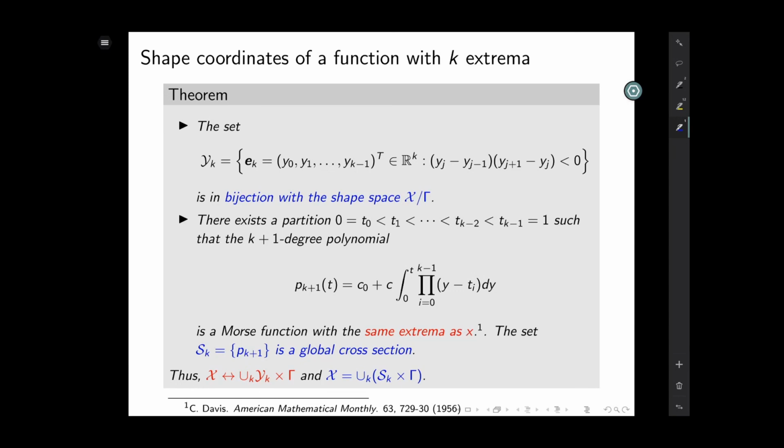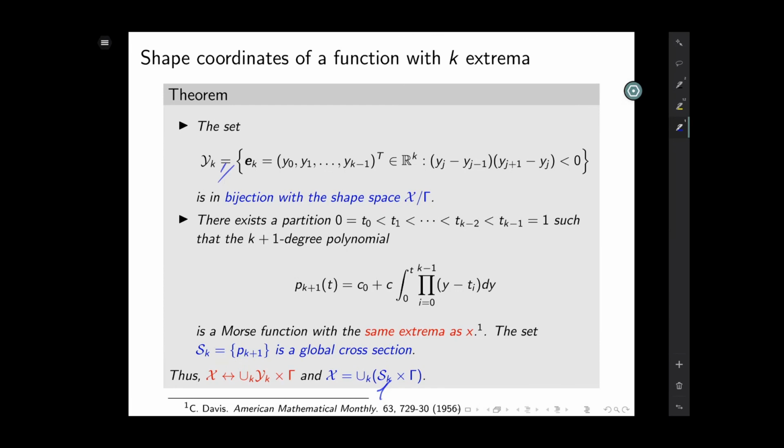And so from an orbit of any x, I can construct a unique polynomial which has these extrema. Okay, and which will also be a Morse function. So I have to basically break up this subset S, which is the global cross section, into many, many pieces. When I put them all together, I get the cross section. The same happens even to the vector of extrema. So I have this kind of a one-to-one correspondence between the original function space and shape coordinates given in terms of the extrema vector, and then shape coordinates given in terms of the polynomials.